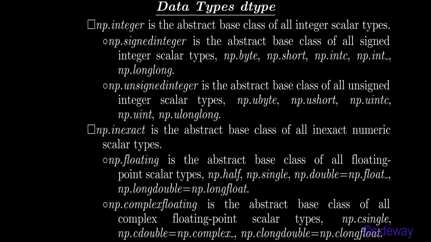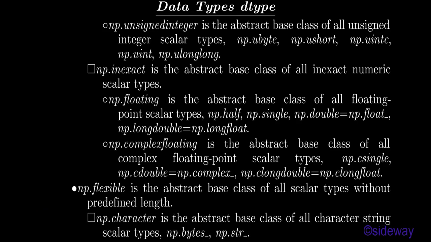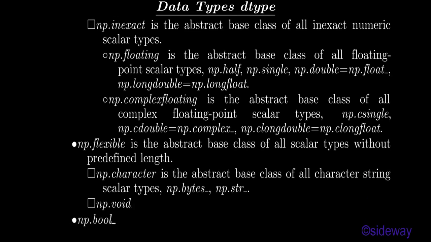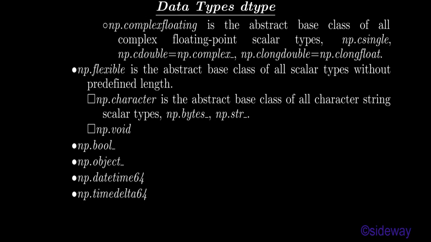np.complexfloating is the abstract base class of all complex floating point scalar types. np.csingle, np.cdouble equals np.complex_, np.clongdouble equals np.clongfloat. np.flexible is the abstract base class of all scalar types without predefined length. np.character is the abstract base class of all character string scalar types. np.bytes_, np.str_, np.void, np.bool_, np.object_, np.datetime64, np.timedelta64.